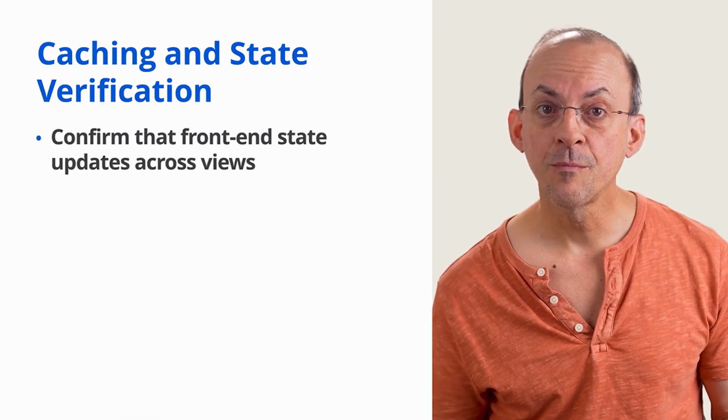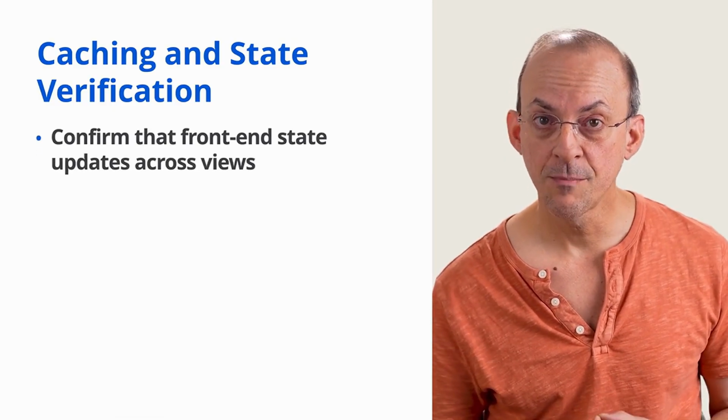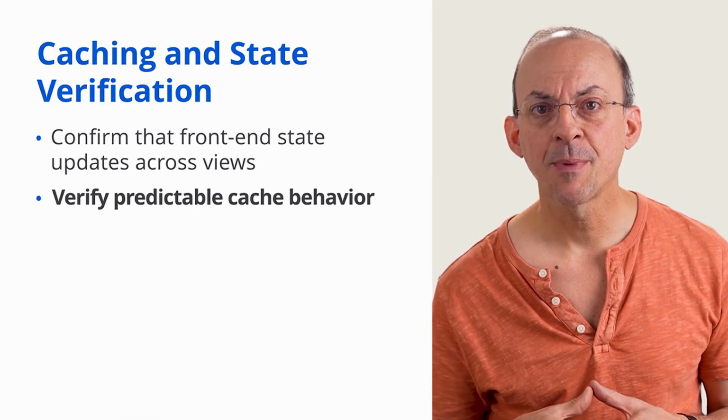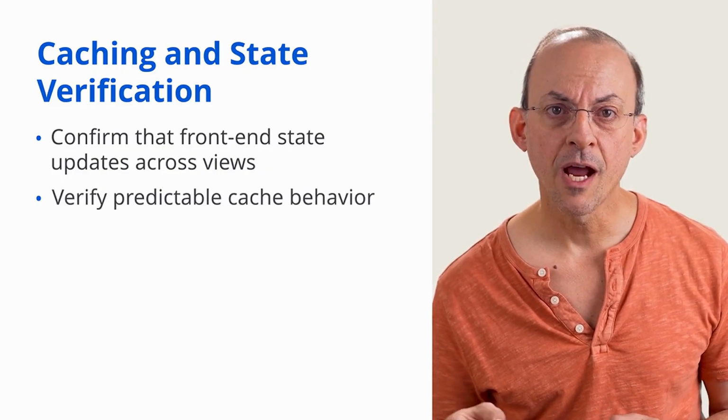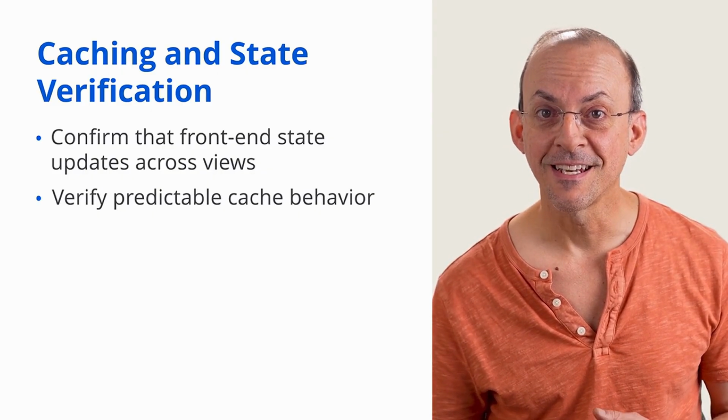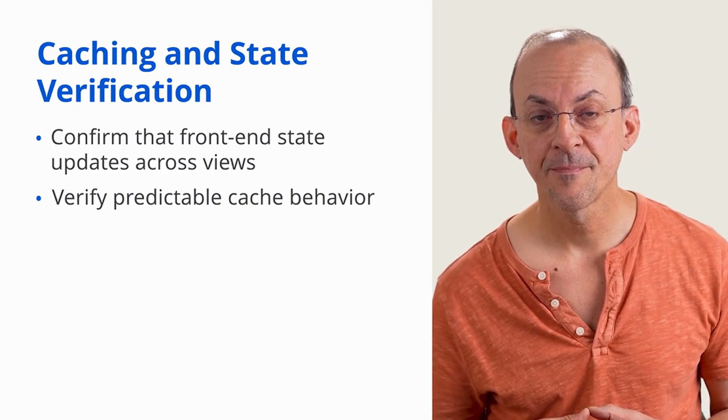Next, you'll check how caching and state perform under real interactions. You'll confirm user state updates correctly across components and verify that cache behavior is predictable and effective. This ensures your app stays fast and consistent as users navigate and interact.